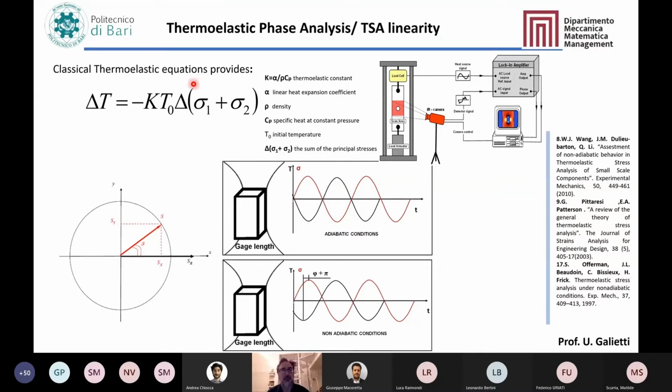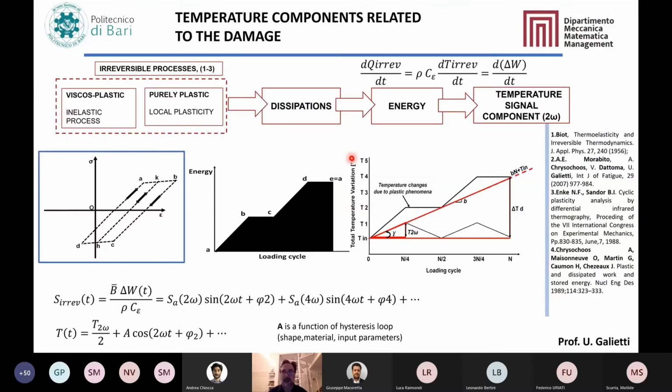occurring on welded joints. And of course, if we are damaging the material, the linearity that we set there is not valid anymore. So the lack of linearity of the thermoelastic response is also a possible way to monitor the setting of a damaged state inside the material during fatigue loading.